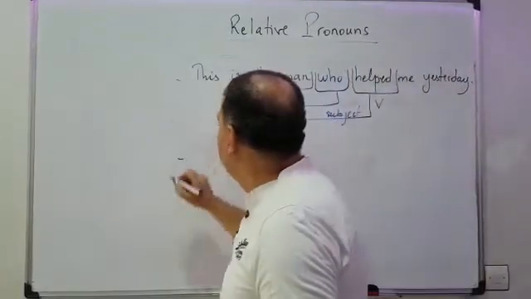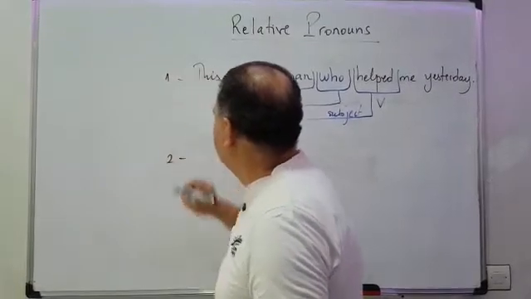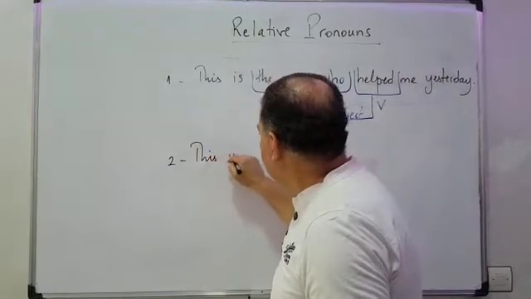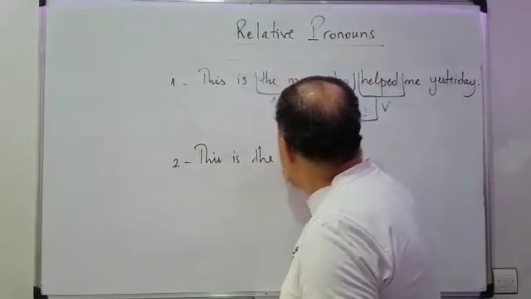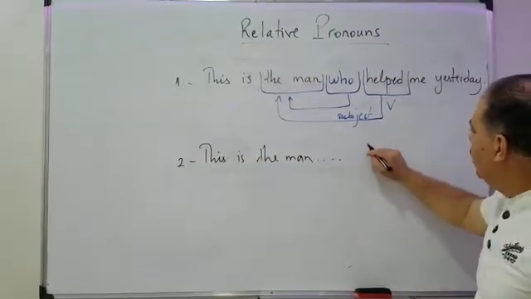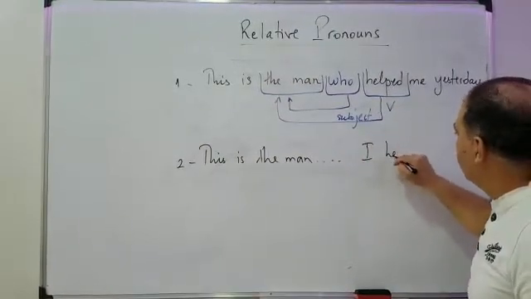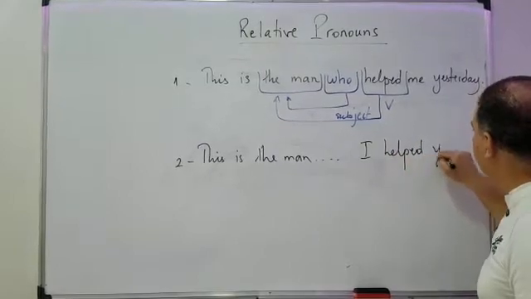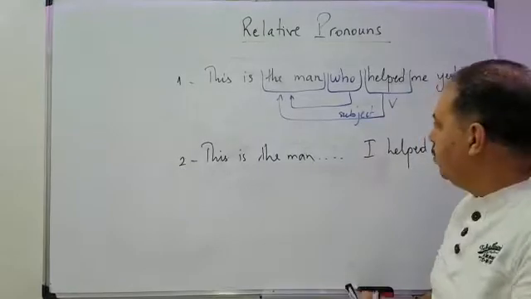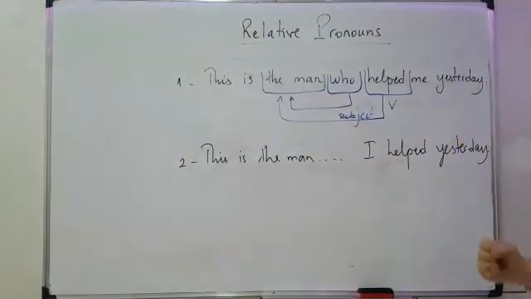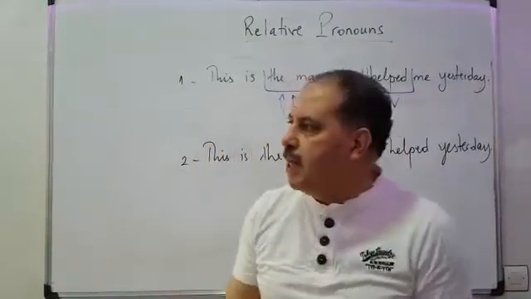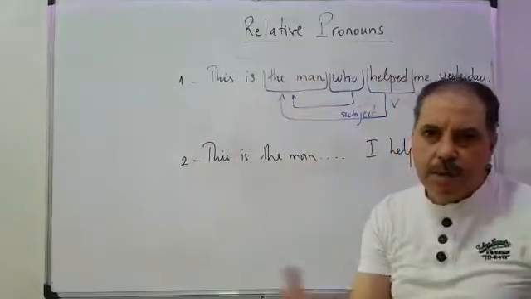So this is one and this is number two. Sentence number two. Yes, this is the man, and we have a girl I helped yesterday. So you may notice, yes, many people will say it's the same. Means many people will say that these two sentences are similar.